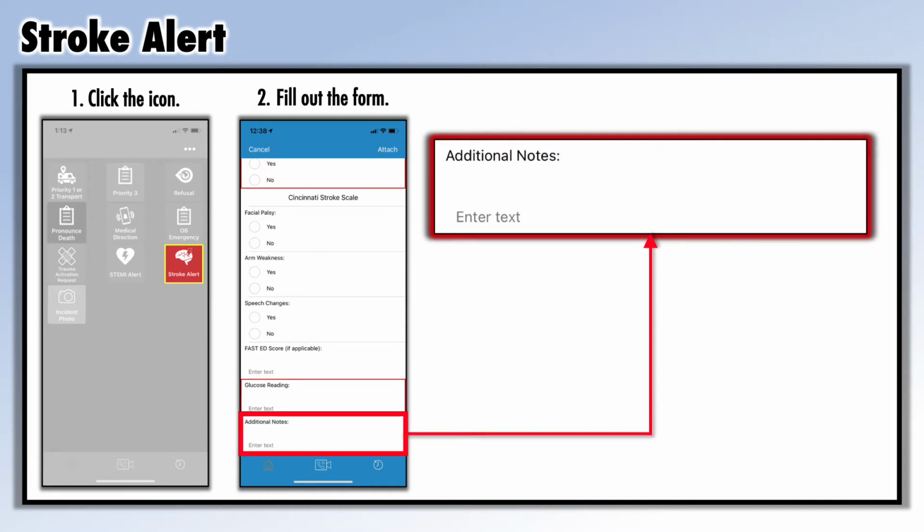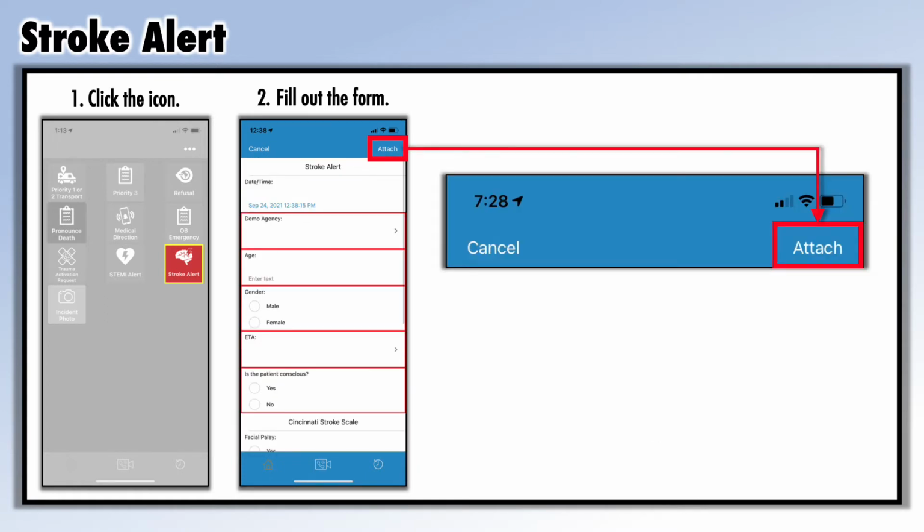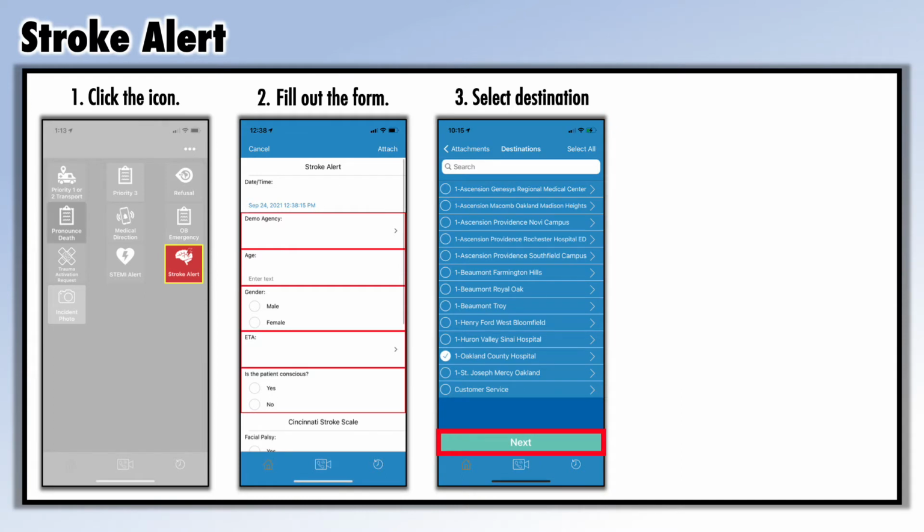Although not mandatory, EMS can include additional free text notes here. It may be beneficial to provide a brief description or additional info. Whatever you input, keep it simple. Once you've completed the form, hit Attach in the upper right corner. You'll then be prompted to select the destination hospital that you're requesting transport. Select the destination and hit Next.